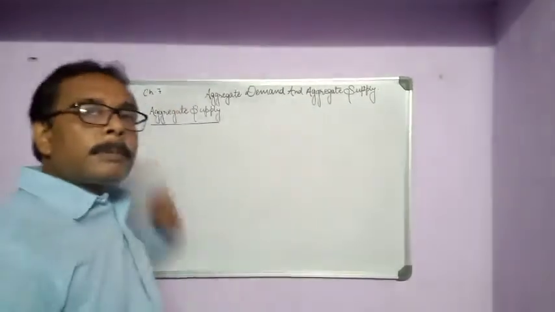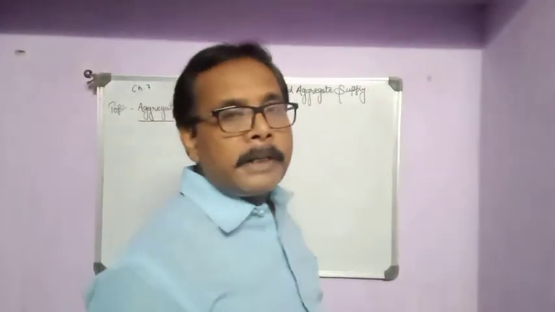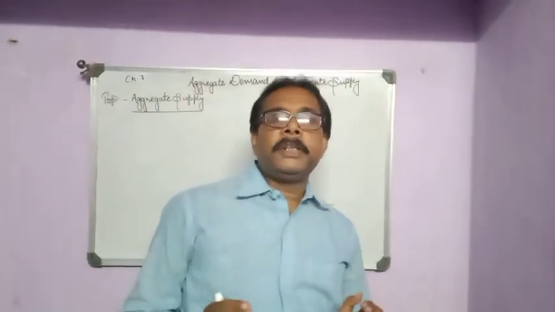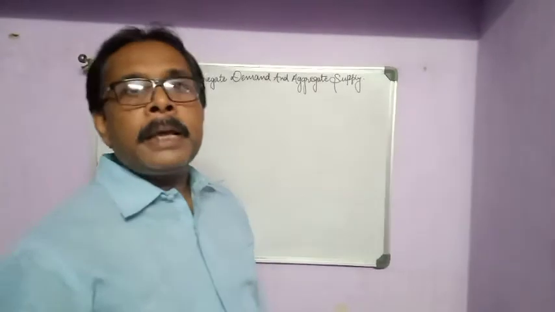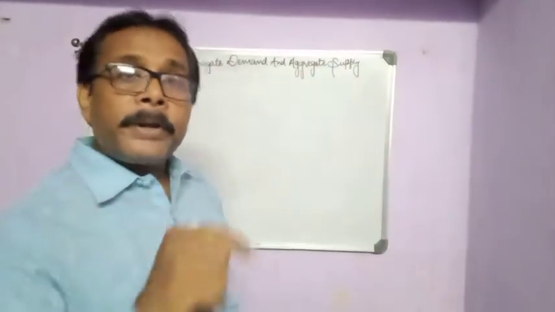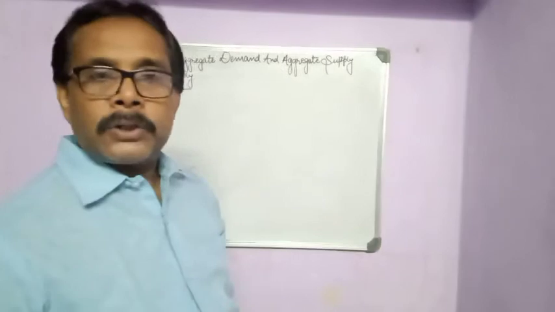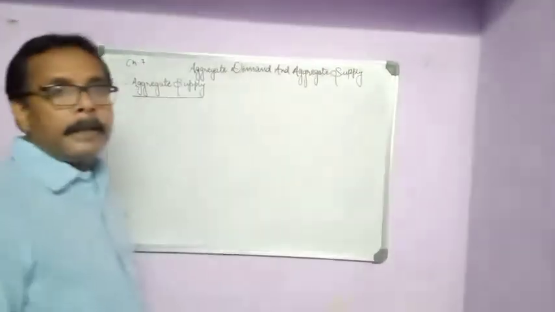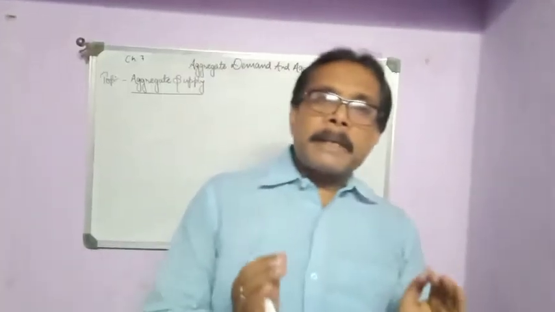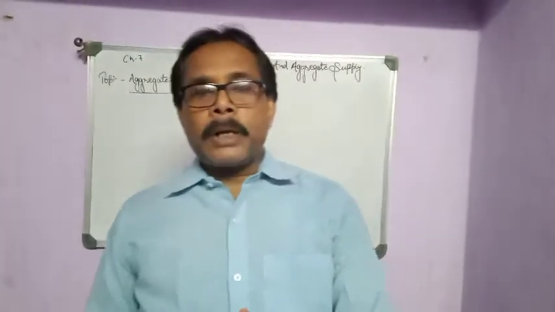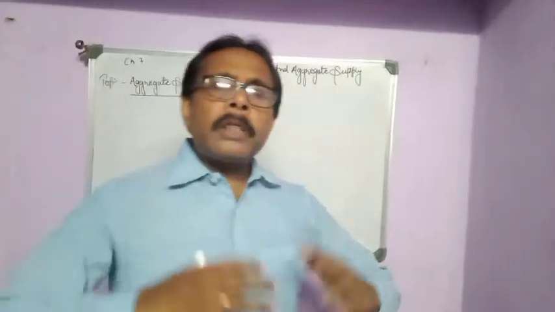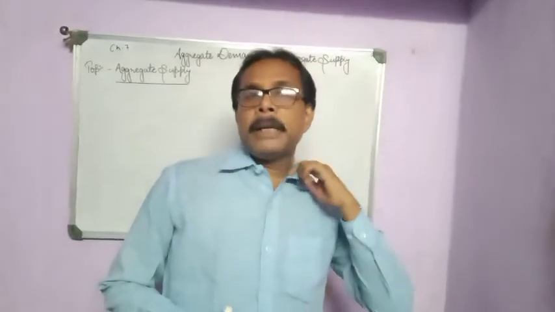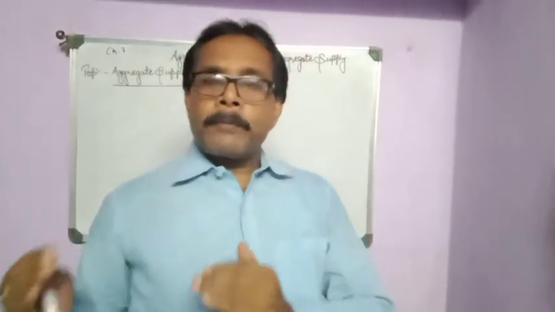In the case of supply, you have already studied in standard 11 that the quantity of a commodity which is offered to sell in the market by a particular producer is known as supply. But here the term is aggregate supply. So what does it mean? Aggregate supply refers to a situation in which all the producers are willing to supply their commodity at a given period of time.